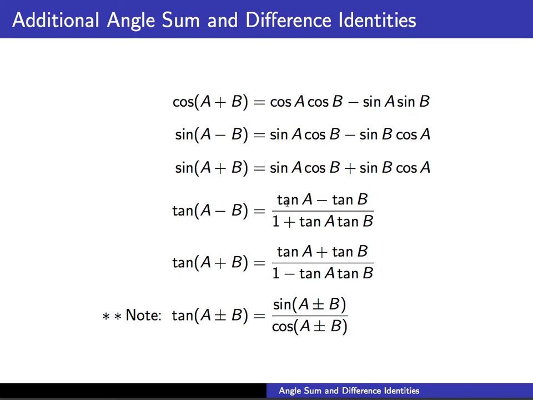So with tangent, which is actually where this comes from, is the sine of A minus B over the cosine of A minus B. When you simplify it all, you get tangent of A minus B, or excuse me, tangent of A minus the tangent of B over 1 plus the tangent of A times the tangent of angle B. For tangent of A plus B, we're just switching the signs around again. So this minus in the numerator becomes a plus, this plus in the denominator becomes a minus. And again, note that the tangent of A plus or minus B is the sine of A plus or minus B over the cosine of A plus or minus B. So again, the tangent of A plus B is the sine of A plus B over the cosine of A plus B.